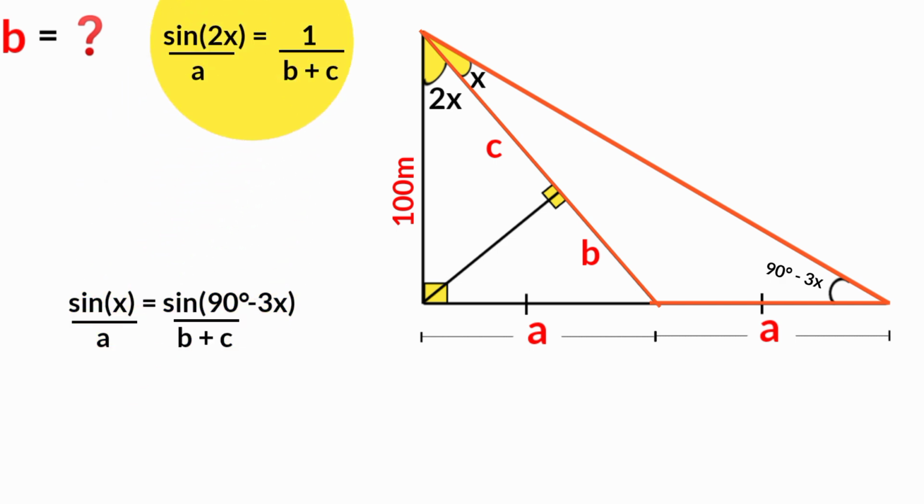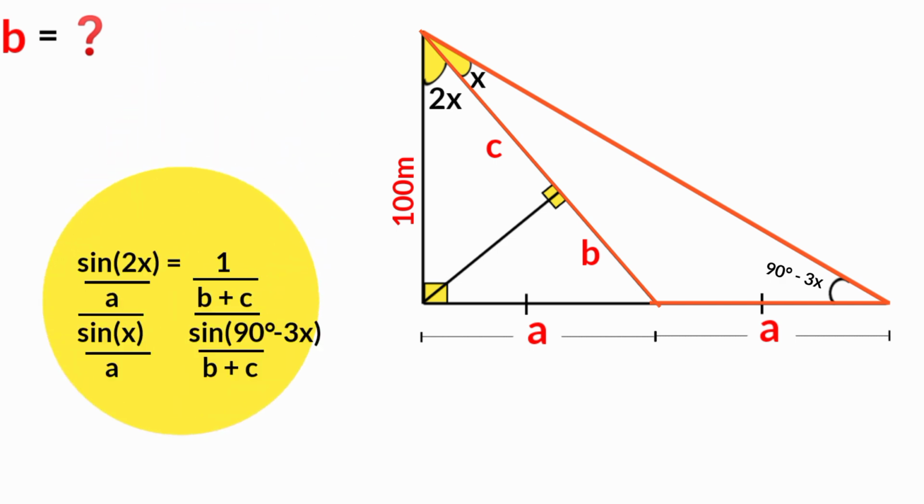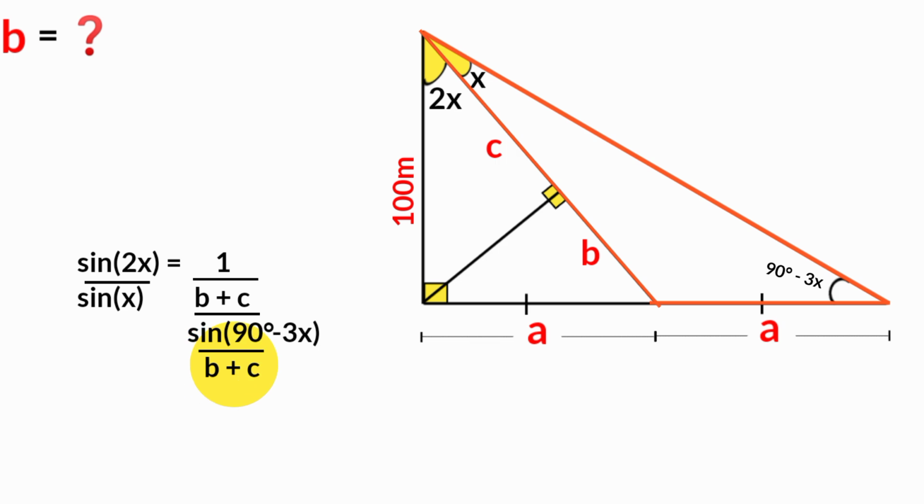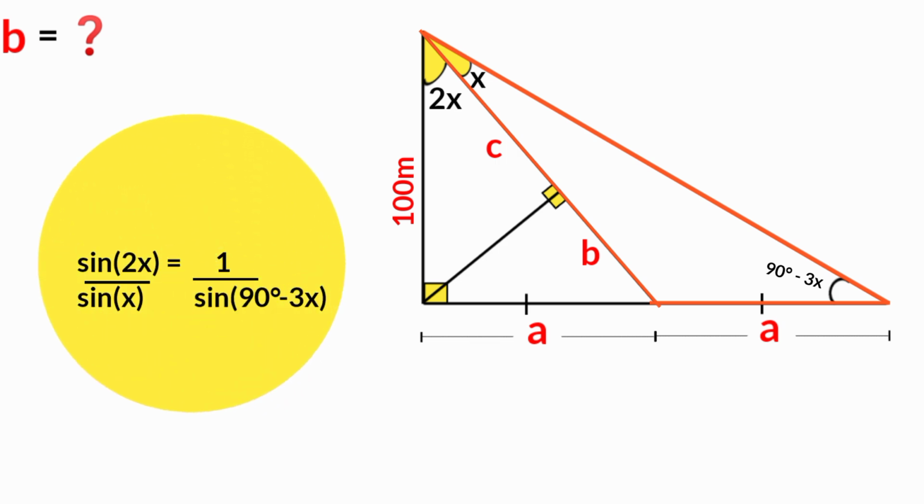Now divide this equation by this. So sine 2x over sine x over A equal to 1 over B plus C over sine 90 degrees minus 3x over B plus C. This A cancels this A. Similarly, this B plus C cancels this B plus C. So sine 2x over sine x equal to 1 over sine 90 degrees minus 3x.